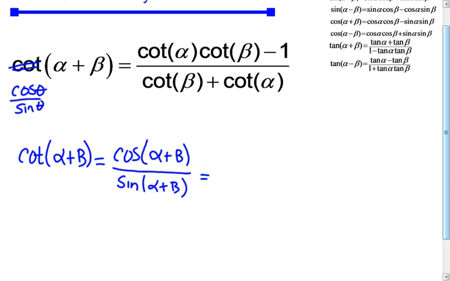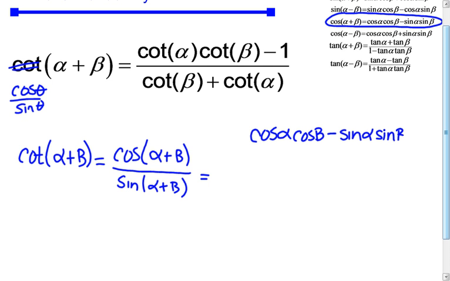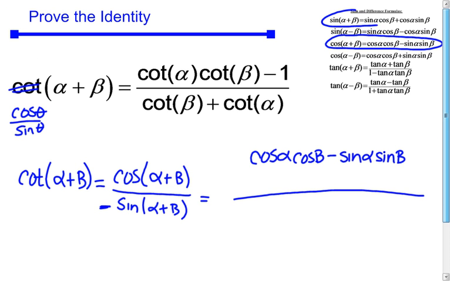Cosine of alpha plus beta will be this formula right here. So cosine of alpha plus beta will be cosine alpha, cosine beta, minus sine alpha, sine beta. Big space in between. And then I'm going to write this formula out, sine of alpha plus beta. If you scroll up, it will be right here, which of course goes sine alpha, cosine beta, plus cosine alpha, sine beta.